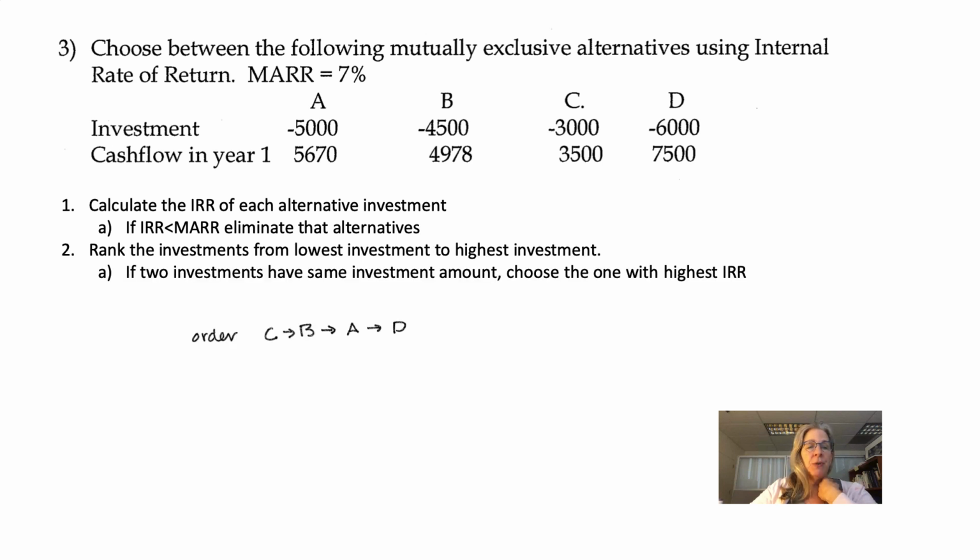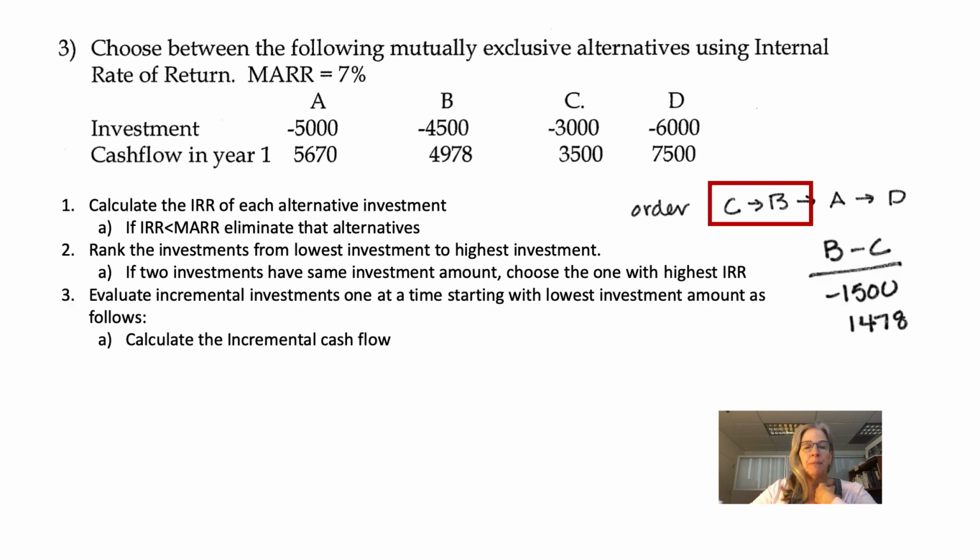So the next thing I do is I'm going to rank them from lowest investment amount to highest. So you can see that C is the lowest investment amount with 3,000. The next is B, after that is A, and then finally D. And so I have an order now, C, B, A, D.